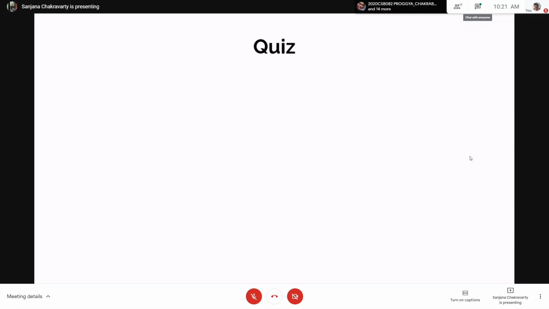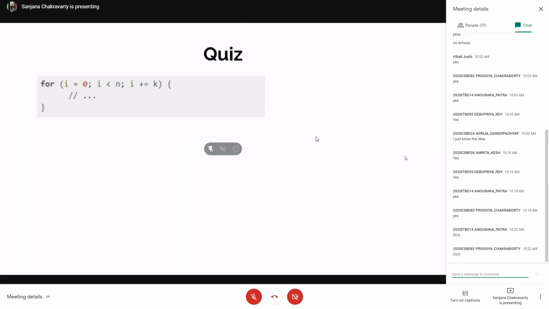Now is the interactive portion of this presentation. I'm going to be sharing code snippets with you, and I want you to tell me what the time complexity will be. So let's start with the first one. Please type in the chat what time complexity you think it should be. Okay, Anushka says O of n. That is correct. Now, can you tell me the time complexity in terms of n and k?